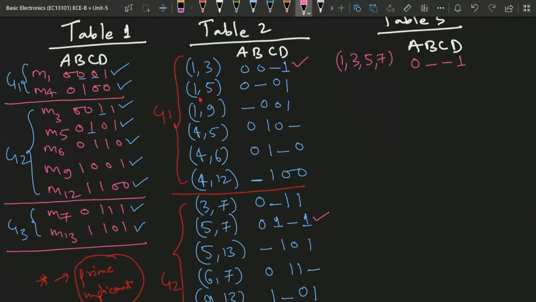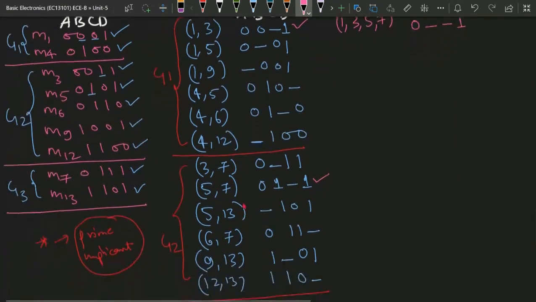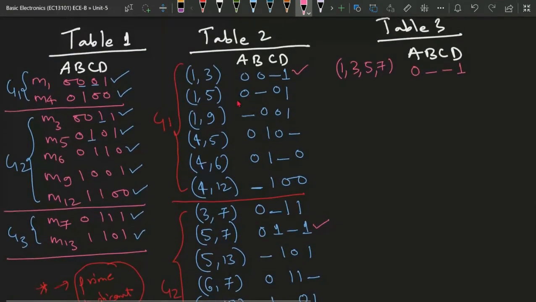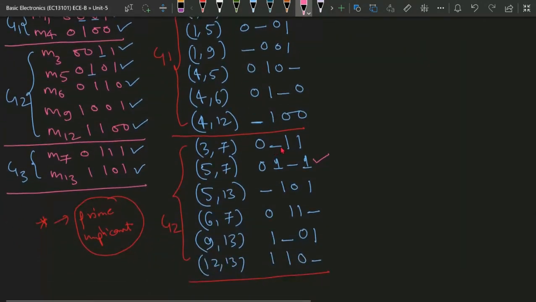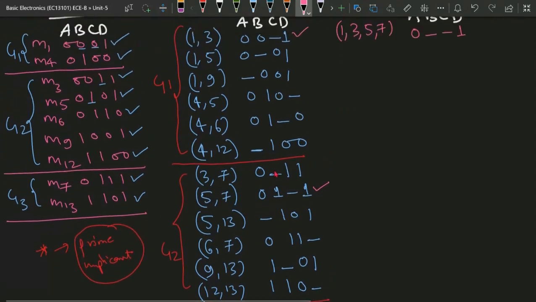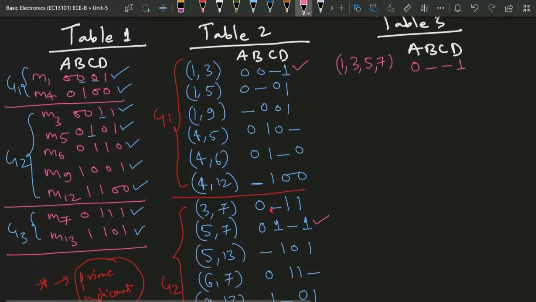Next, we will be considering 1 5, and we will compare it with the terms of group 2. Here you can just look at the dash position. This dash position is at B location. B is having dash, so we will be looking at the B position where dash is there. This is the B position where dash is there, and this is the B position where dash is there. So these two terms can be compared, because all others will not be compared since they are not having the same thing. Dash should be matching to compare. So we will be comparing 1 5 with 3 7.